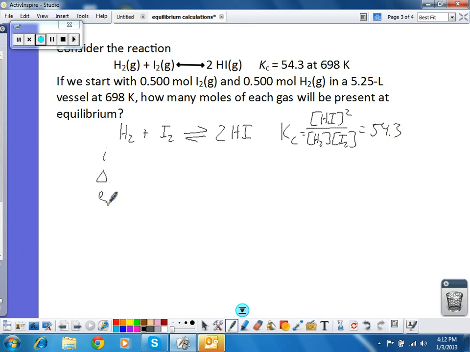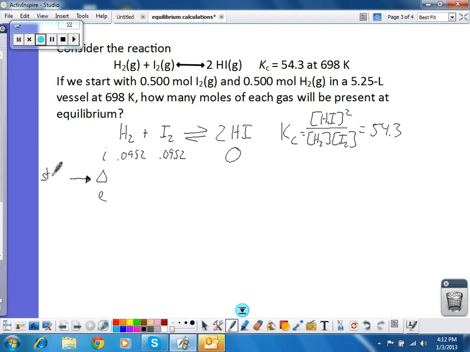So 0.5 divided by 5.25 is 0.0952. That's the concentration of H2. It's also the concentration of I2. And initially, before any reaction takes place, we don't have any products. Now, we don't know how much we produce to get to equilibrium, so that's going to be our X value. That's what we're going to call X.